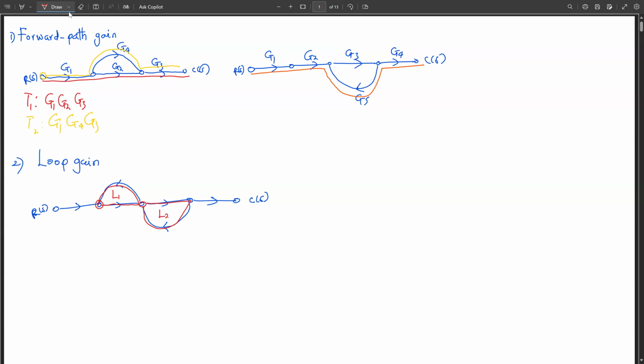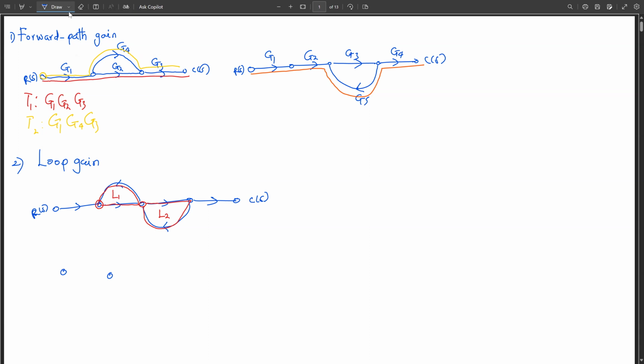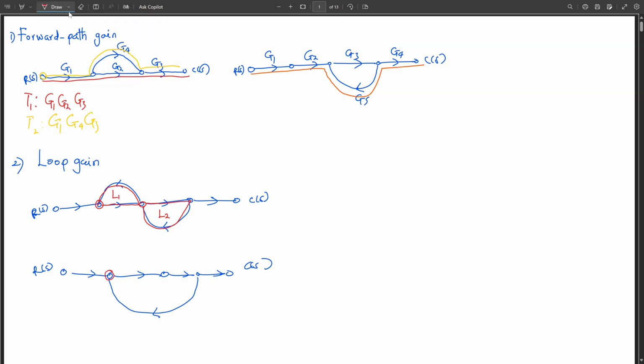And this also becomes a loop, right? Likewise, this is also a loop. If I should have this, R of S, C of S, a huge one there. So if I should start from this node and follow the signal flow path, then I end up here at the same node.